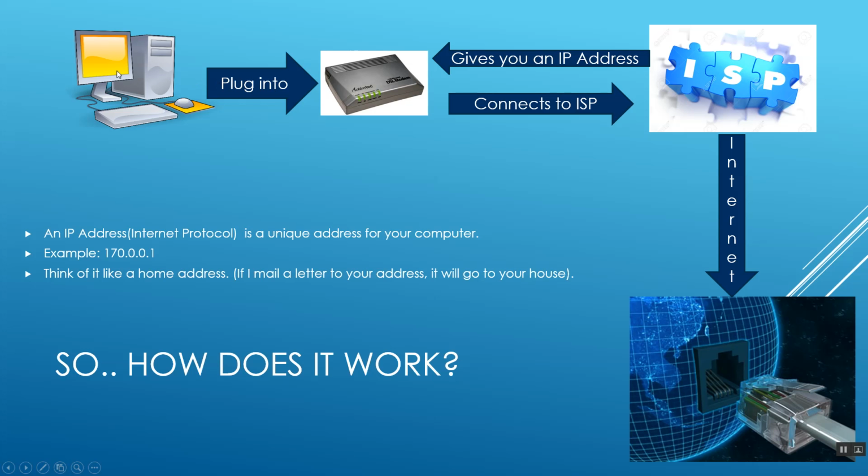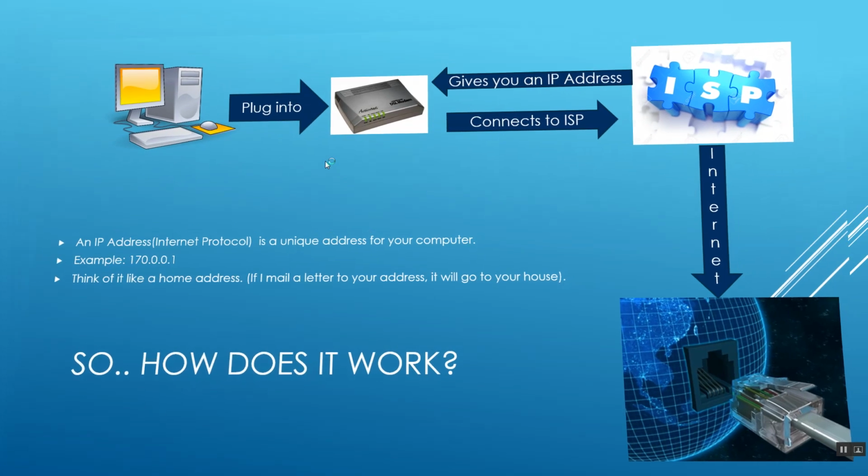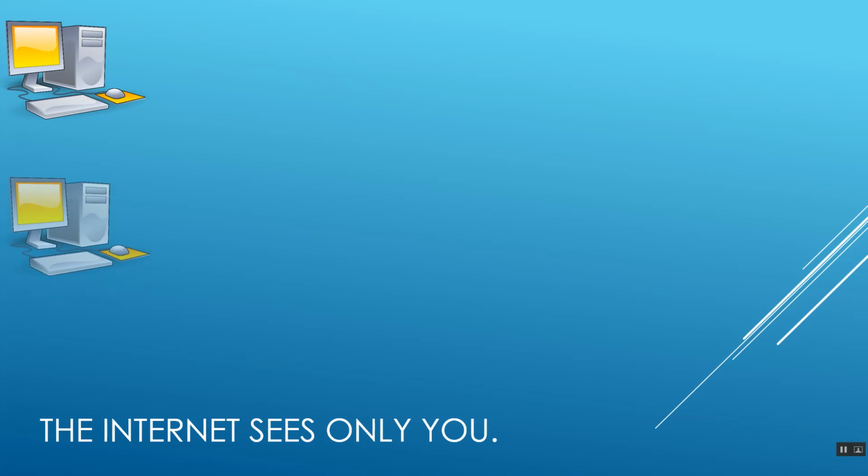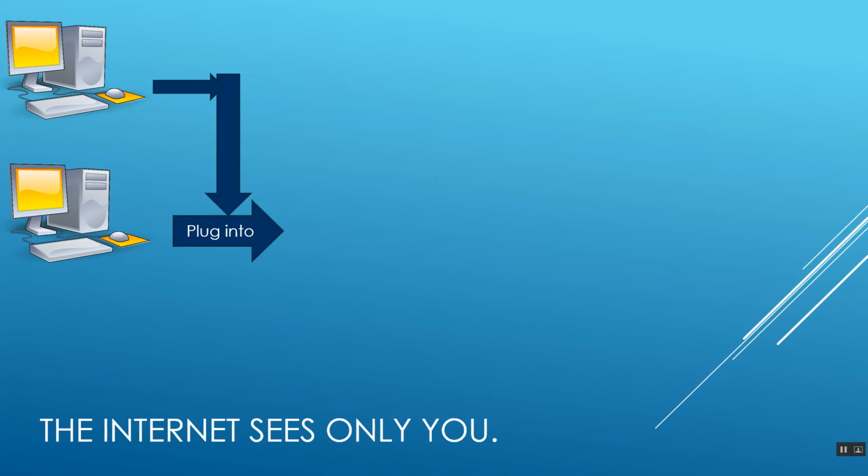And it goes back and you watch it on your screen. Now, the internet sees just you. Basically, the one address is on there. Let's say, for example, you have two computers, and both of them want to connect to the internet.